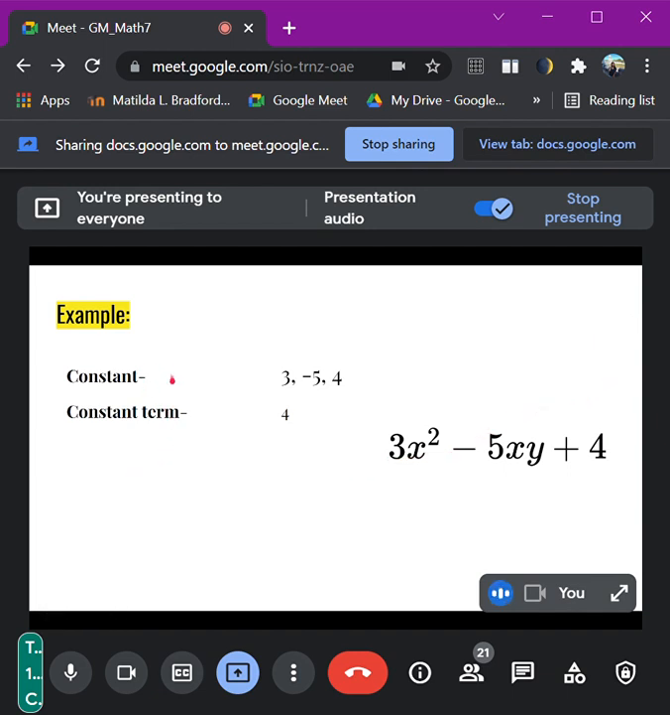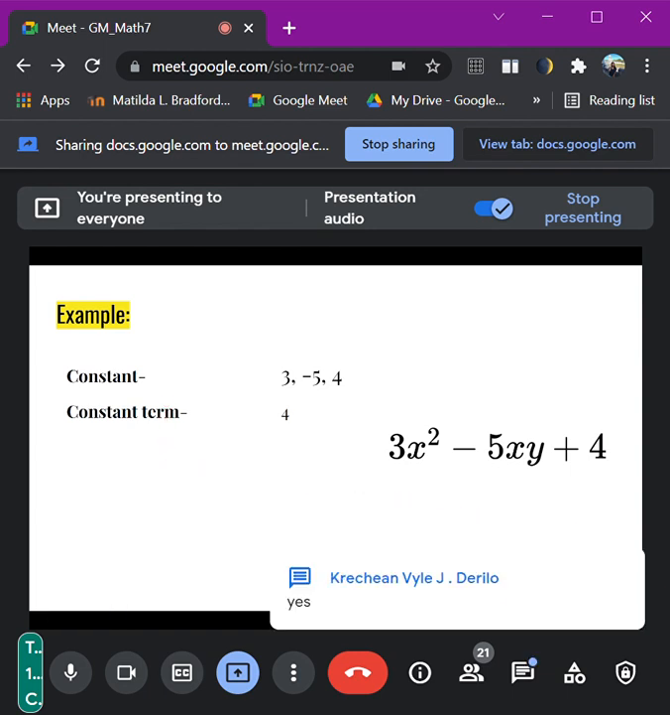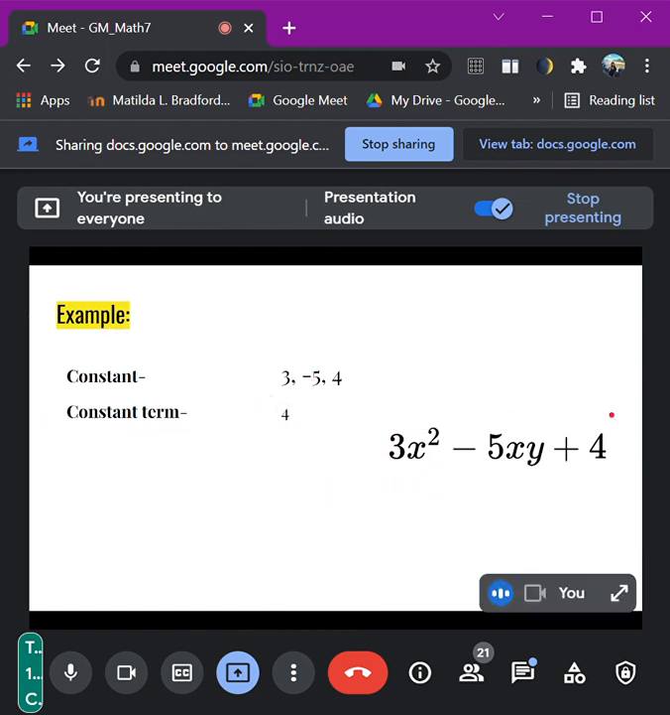Can you see the difference between the constant and the constant term? Yes. Okay. The constant is all numbers, but the exponent is not included; the exponent is not a constant, class. And the constant term is solely the number.